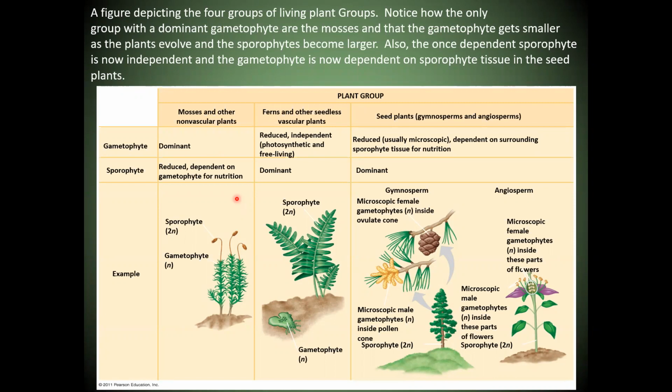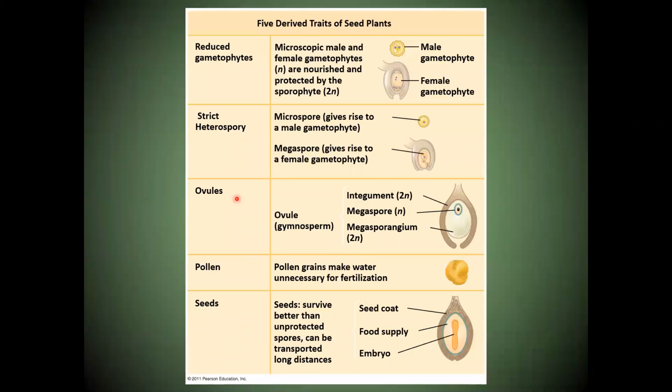Remember, in ferns, both gametophyte and sporophyte were independent, right? They can photosynthesize on their own. But now in seed plants, the gametophyte is dependent on the sporophyte. Okay, so the rest of the figure you can study by yourself.